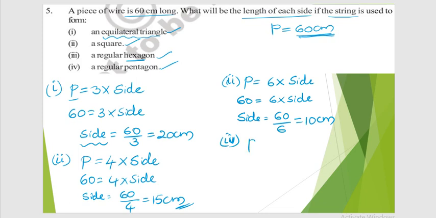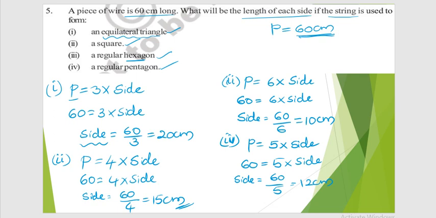Question number 4, what is that? The perimeter is for a regular pentagon. Pentagon means a 5-sided polygon. So 5 into side. Here the perimeter we already know is 60. So 60 is equal to 5 into side. So from this, side is equal to 60 divided by 5, which is nothing but 12 centimeters.